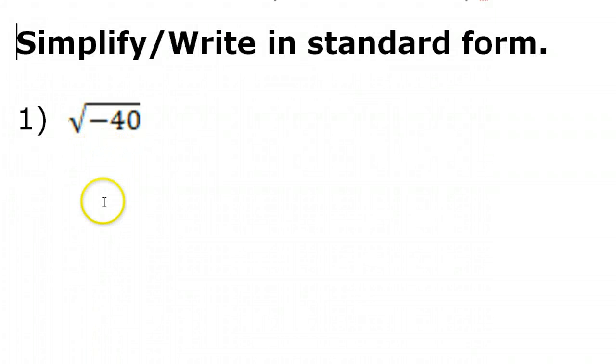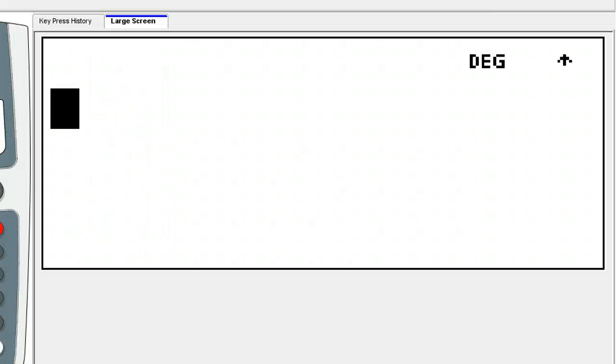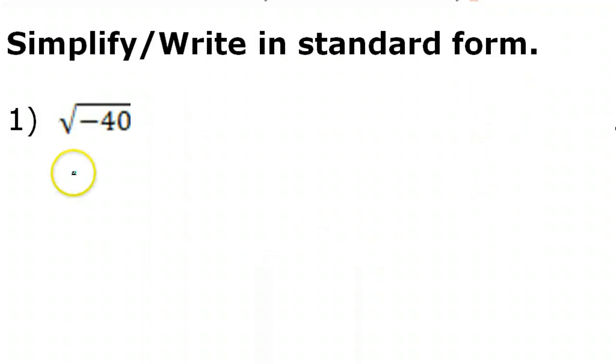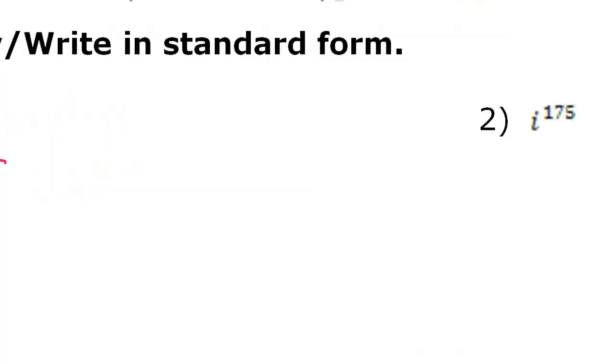Now we're ready to do problem number 1. We see that negative sign, so we know there's going to be an i involved. Ignore that for a minute and just take the square root of 40. The square root of 40 is 2 radical 10. So you know we're going to have 2 radical 10, but that negative sign is going to cause an i right here in the middle. So that's the answer to number 1.